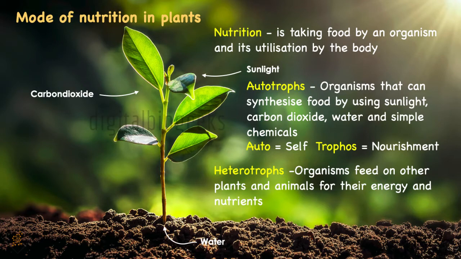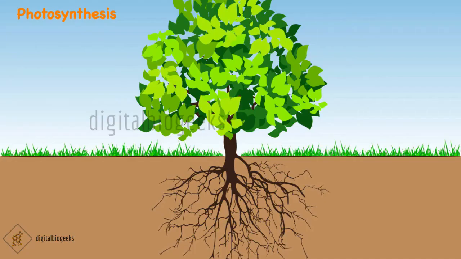Hetero means other. The organisms that can synthesize their own food are called autotrophs. Examples are plants. Heterotrophs are the organisms that feed on other plants and animals for their energy and nutrients. All the animals, including humans, are examples of heterotrophs. The process in which plants prepare their own food is called photosynthesis. The food factory in plants is the leaves. That means food is prepared in the leaves.